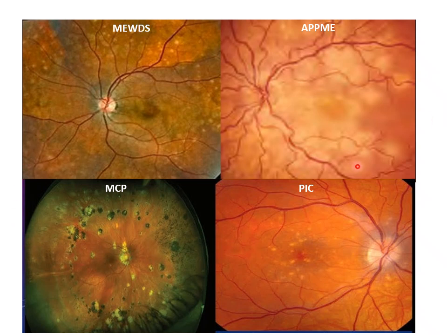So all of them have in common the presence of these white dots with or without active inflammation, with or without associated vasculitis, floaters, pigmentations. The common thing is these tiny white dots. Okay.